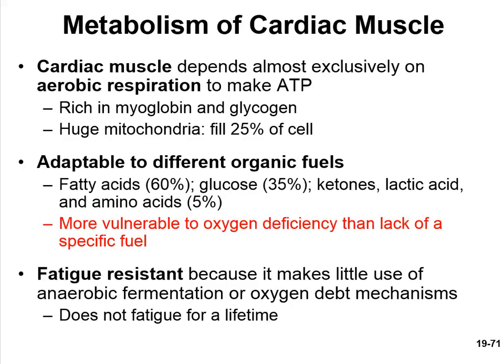Cardiac muscle depends almost exclusively on aerobic respiration to make its ATP. The cells are rich in myoglobin and glycogen. They have huge mitochondria, which fill about 25% of the cell. That's where cellular respiration and making of ATP occurs. They're adaptable, though, to different organic fuels. Different fuels can be used to make ATP, whereas the brain had to have glucose.